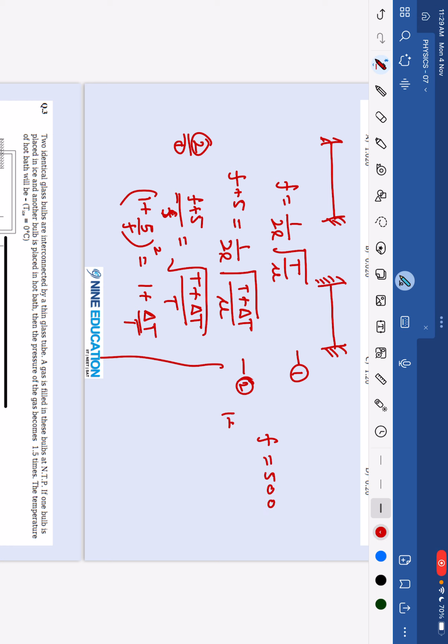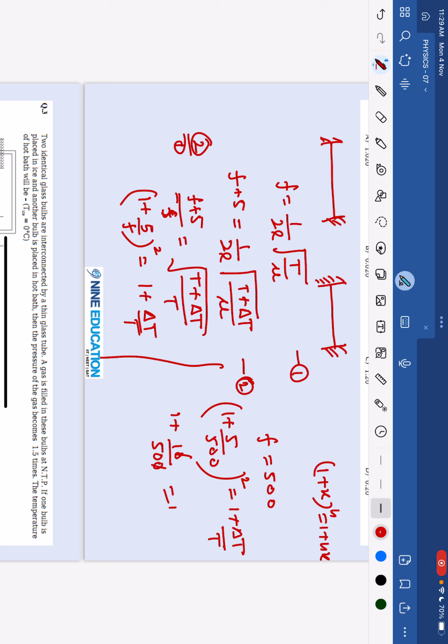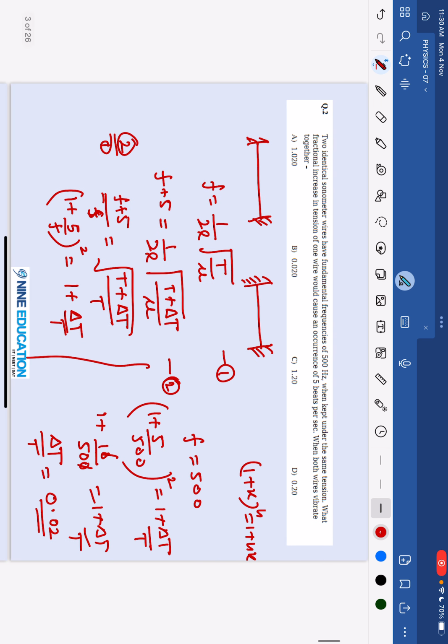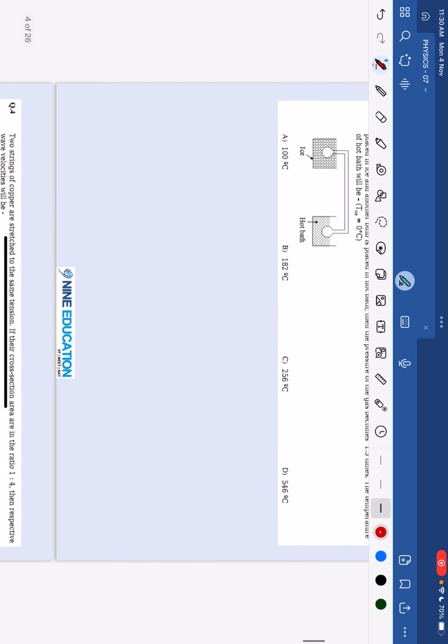I know that 5 by 500, in comparison to 1, would be too small. So I can just write 1 plus x to the power n as 1 plus nx, right? We all know. So it could be written as 1 plus 10 by 500, which would equal 1 plus delta T by T. Now the fractional change in tension is 1 by 50, which is 0.02. They asked us what would be the fractional increase in tension, correct? So option 2 will be our correct answer.